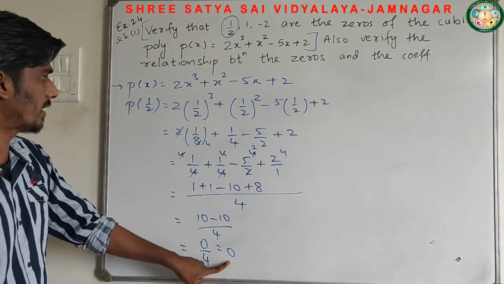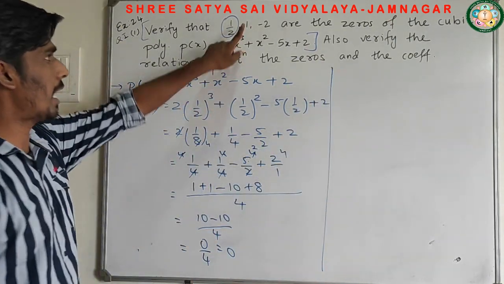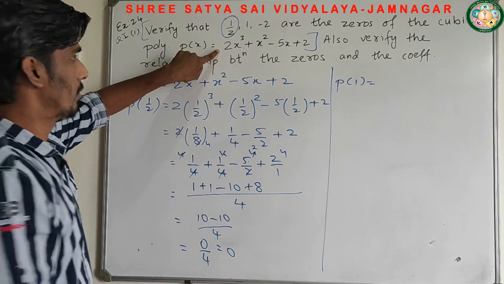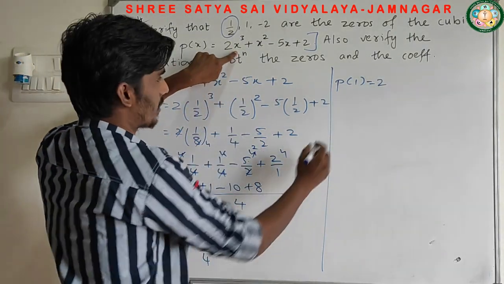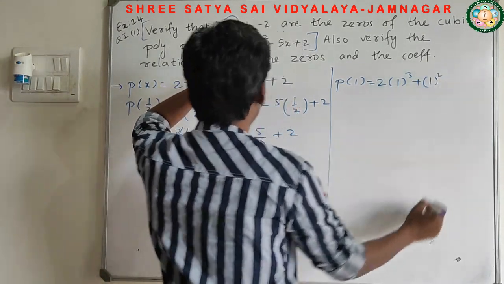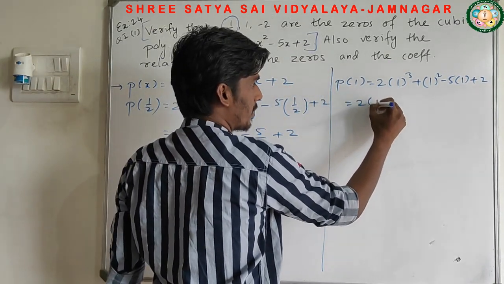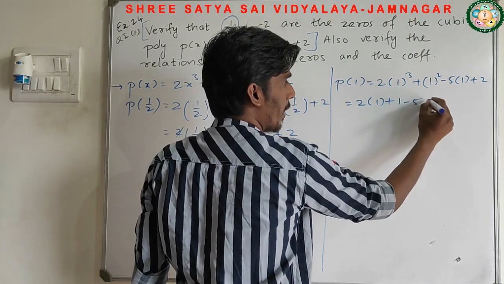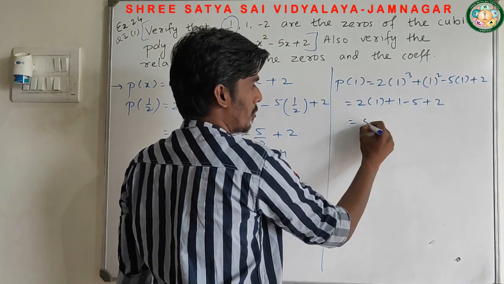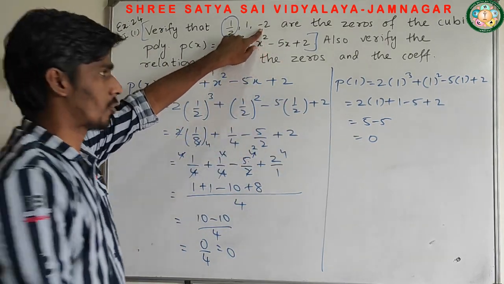As we got 0 here, I can say that 1 by 2 is a zero of this polynomial. Similarly, I am going to replace x in p of x by 1. Instead of 2, it's 2. Instead of x cube, it's 1 cube. Instead of x square, it's 1 square minus 5 into 1 plus 2. So 1 cube is 1 itself plus 1 minus 5 plus 2. So 2 ones are 2, 2 plus 2 is 4, 4 plus 1 is 5. 5 minus 5 is what? 0.